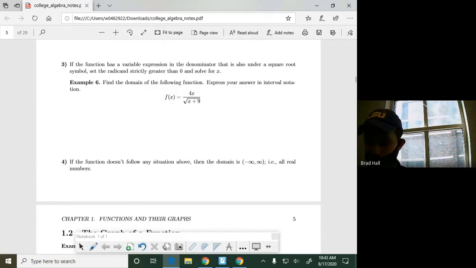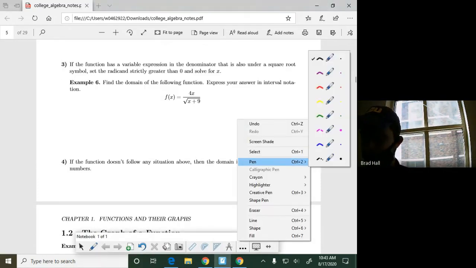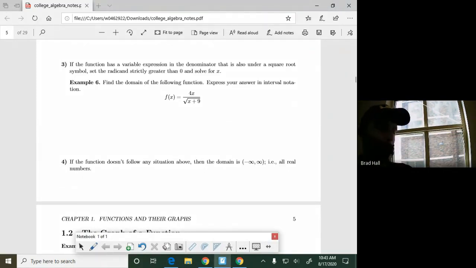All right, so there's a third condition, fourth condition, there's no work. So there's this third condition about what happens when you have pretty much a metamorphosis between the previous two conditions. If you have a square root function in the denominator. So first one, we dealt with denominators. The other one, we dealt with square roots. Now what happens when there's both? It says set the radicand, there's that word again, strictly greater than 0 and solve for x.